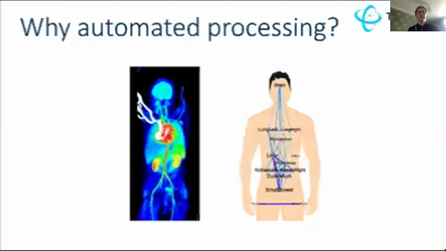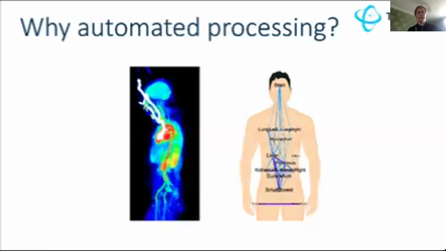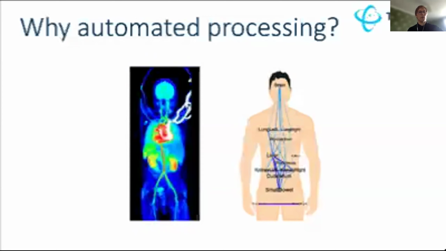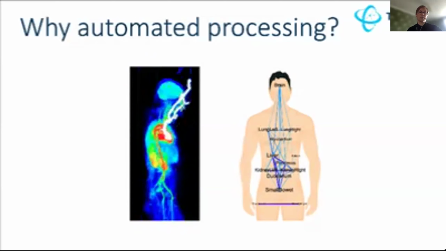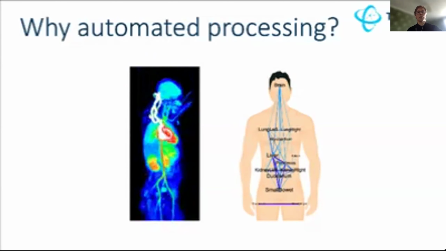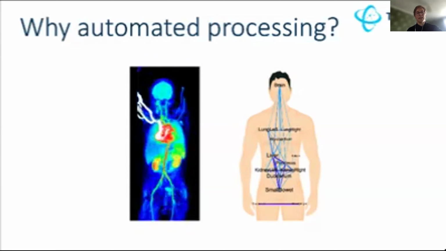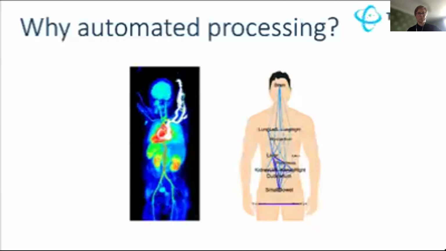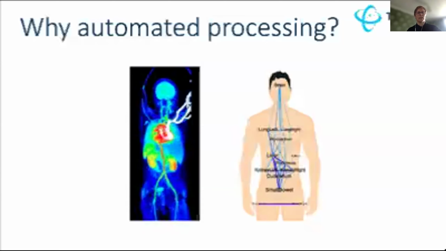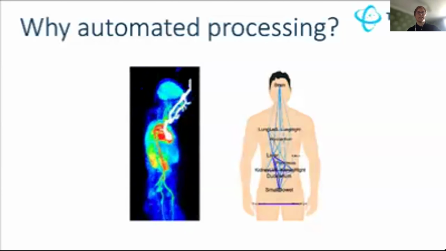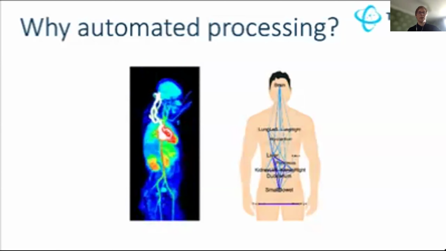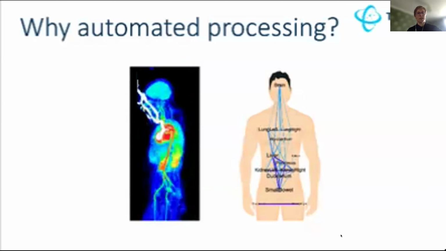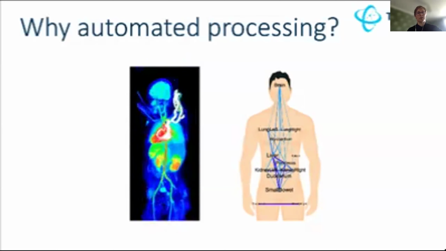For example, studying the interaction between the different body regions requires drawing many regions of interest. And for just one subject, this could take even several days, of course, depending on the number of organs studied, which is not very practical. And this highlights the clear need for automated data processing to make the workflow faster and more efficient.